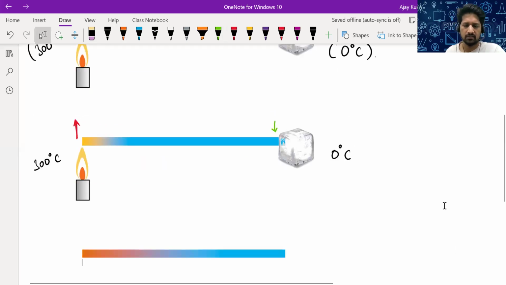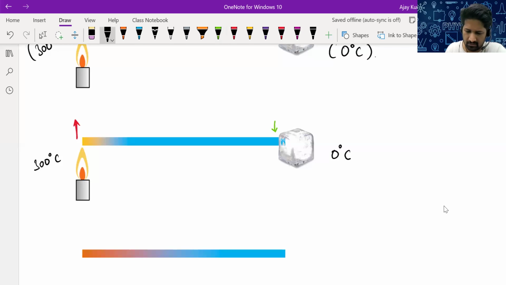Maybe in this situation, like in the second diagram, the temperature is some 80 degrees C now. Right end, maybe the temperature is decreasing from 25, so maybe it is some 15 degrees C. They will still change.